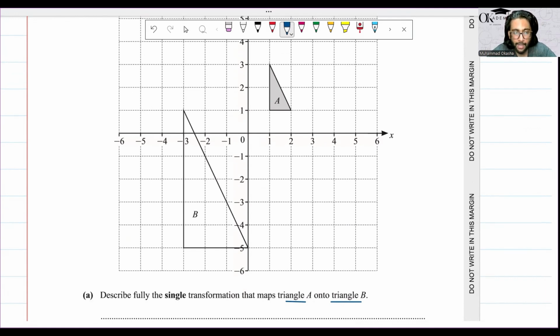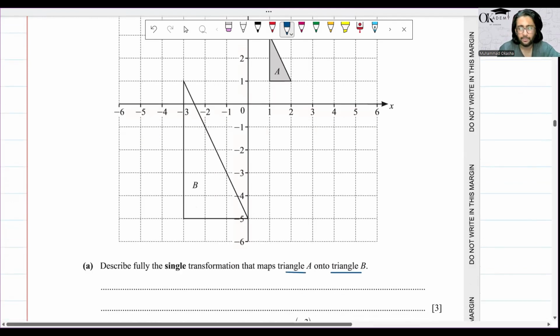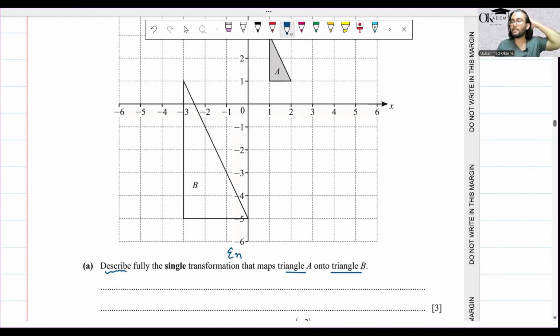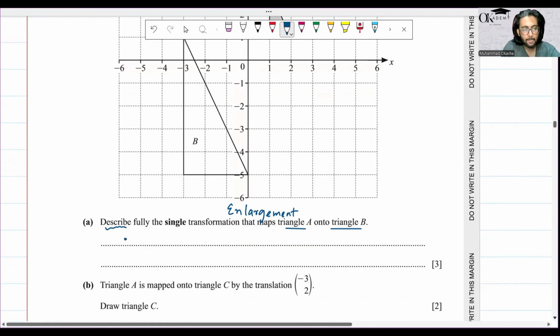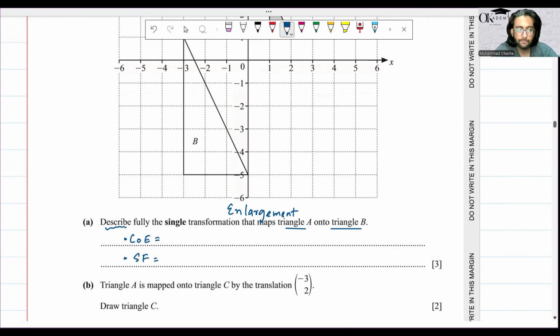So how do we describe a transformation? Your teacher might have taught you. When we say describe, and we can already tell it's enlargement, how do we fully describe an enlargement? Well, you need 3 things. You need the center of enlargement, COE, and you need the scale factor. That's how we fully describe a transformation. First of all, you have to say that it's an enlargement.